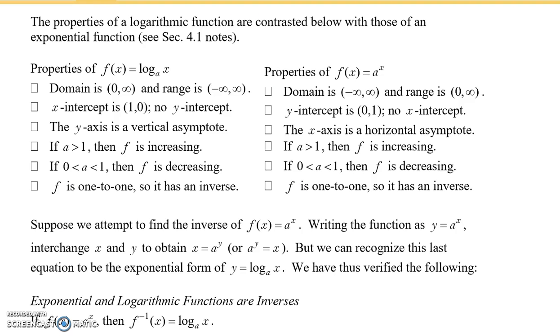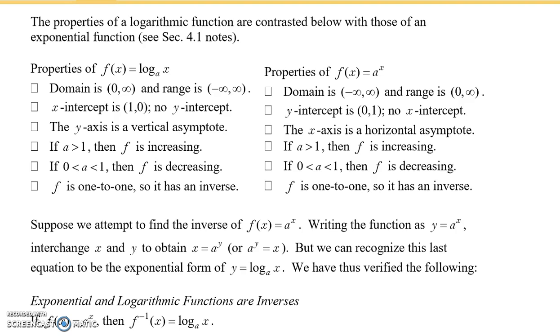Having viewed the graph of a typical logarithmic function, we can now state properties of logarithmic functions in more generality and contrast those with those of an exponential function that we listed in section 4.1. So for a logarithmic function, the domain is 0 to infinity, the positive real numbers, and the range is minus infinity to infinity, all real numbers. That's exactly the opposite of what we saw with exponential functions. So the domain of a logarithmic function is the range of an exponential function, and the range of a logarithmic function is the domain of an exponential function.